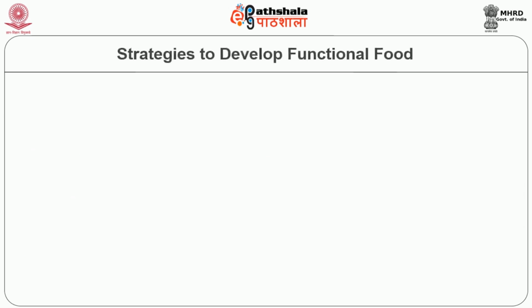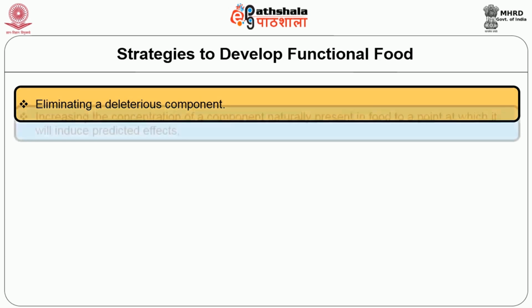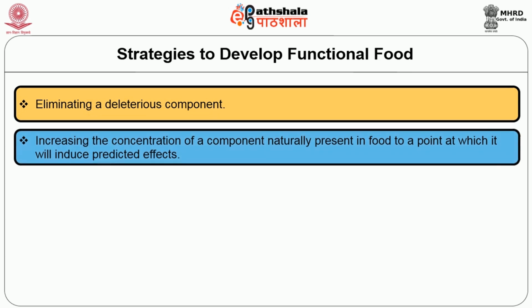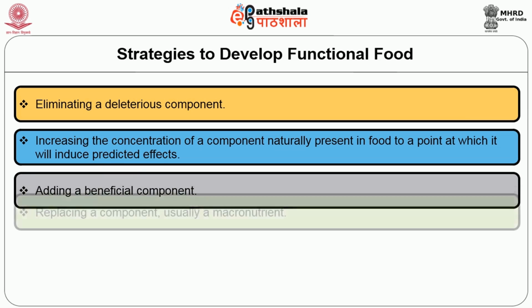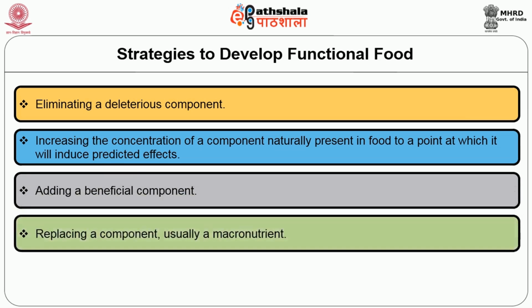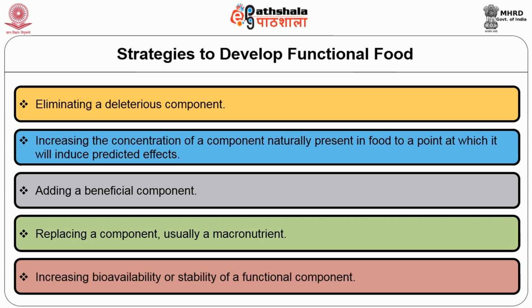So what are the strategies to develop functional food ultimately? Eliminating a deleterious compound. You can see, either you can add or delete to improve the functionality of a particular food. Increasing the concentration of a component naturally present in food to a point at which it will induce predicted effects. Adding a beneficial component. Replacing a component, usually a macronutrient. Increasing bioavailability or stability of a functional component, which is very important.